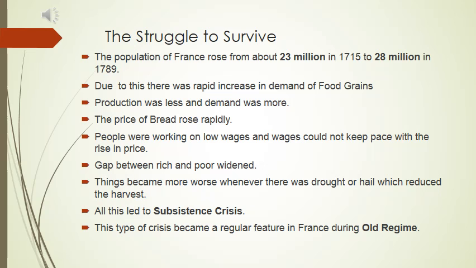Now things for the poor people became more difficult whenever there was a drought. Drought means there was a famine, there was no water, or there was no good production of food grain, or there was hail, or a severe winter due to which there was a very bad harvest. When all these natural calamities happened, things became worse for the peasants, for the farmers, and they could not live. It was very difficult for the poor people because they were already overburdened with tax. Now they had to suffer due to natural calamities also.